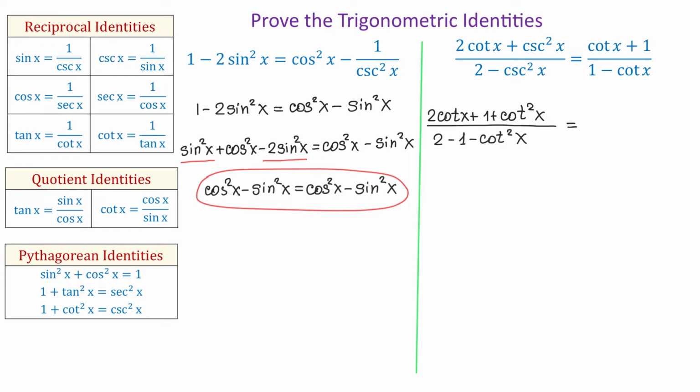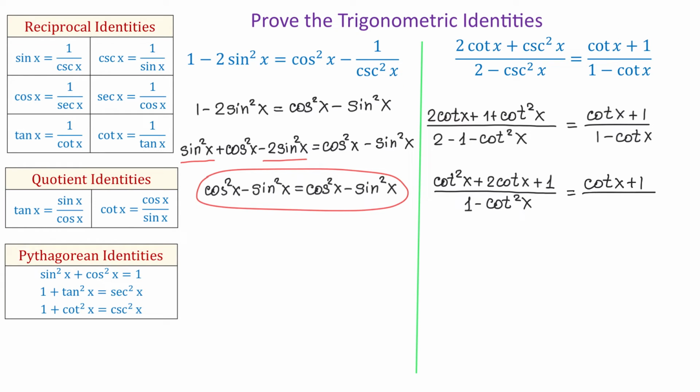And now I will bring down the right side, which is cotangent of x plus 1 over 1 minus cotangent of x. In the next step, I will rearrange the terms in the numerator and I will write cotangent squared of x plus 2 cotangent of x and plus 1. In the denominator, 2 minus 1 is 1, so now I will have 1 minus cotangent squared of x. And the right side is cotangent of x plus 1 over 1 minus cotangent of x.